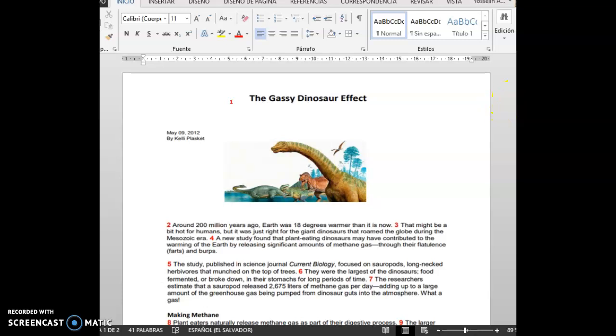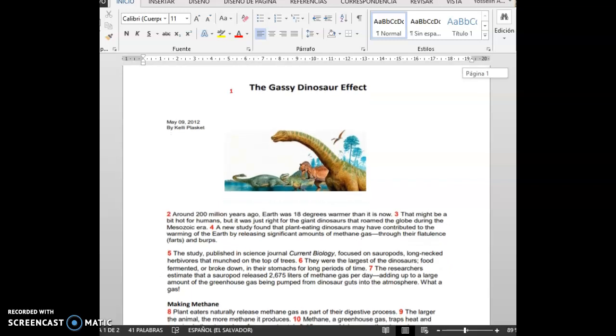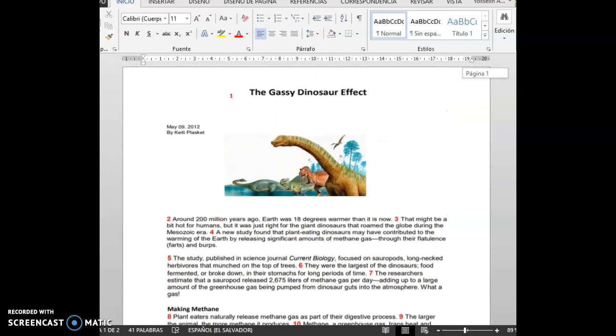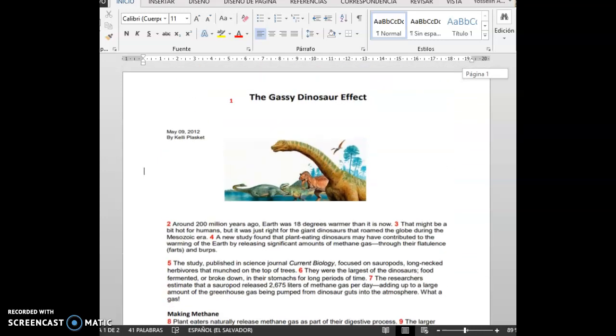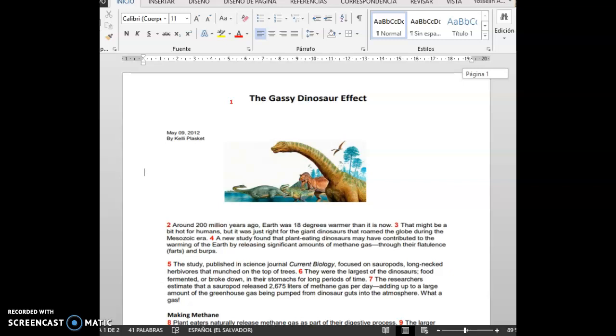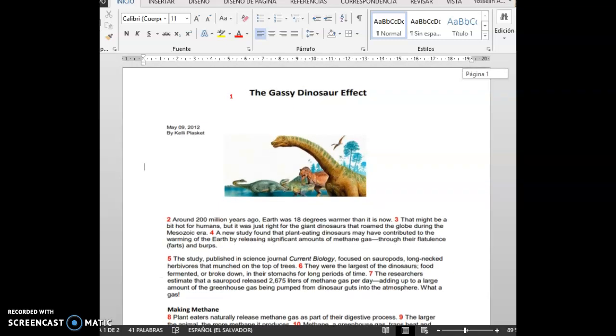Okay guys, today we are going to explain a little bit about the new strategy that we are going to study, and it's getting the gist. This strategy is basically for getting the main idea, the summary, of a specific article or a specific piece of writing. So what we're going to do is read a specific article. In this case, I'm going to explain this strategy by using the article "The Gassy Dinosaur Effect." We are going to apply this strategy, getting the gist.